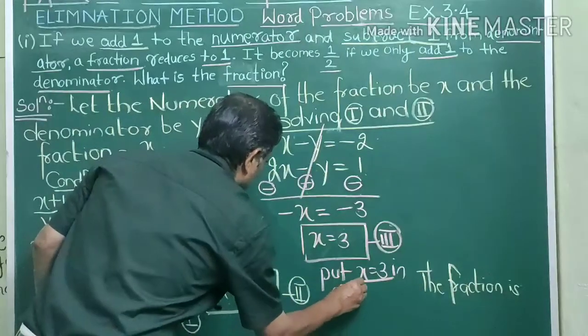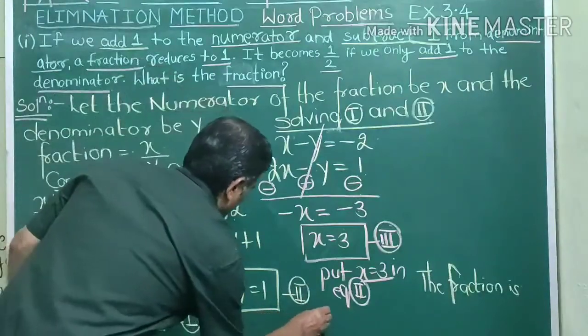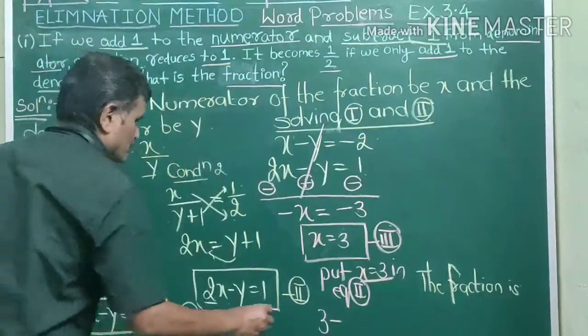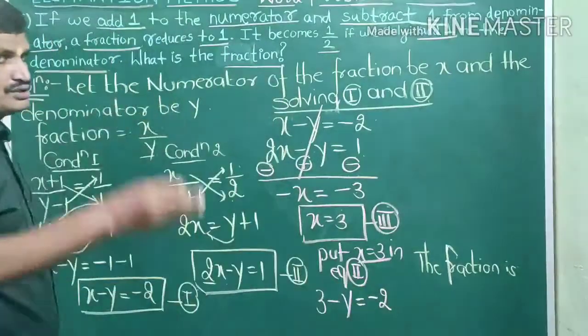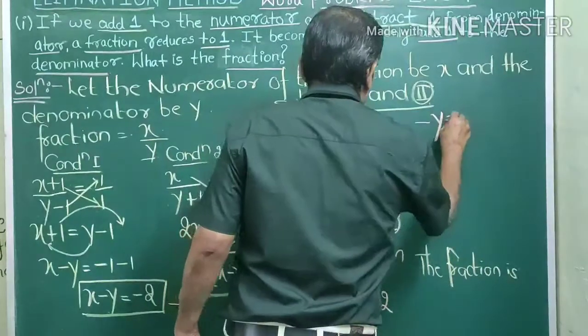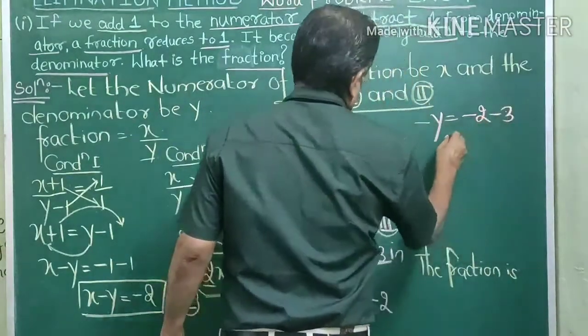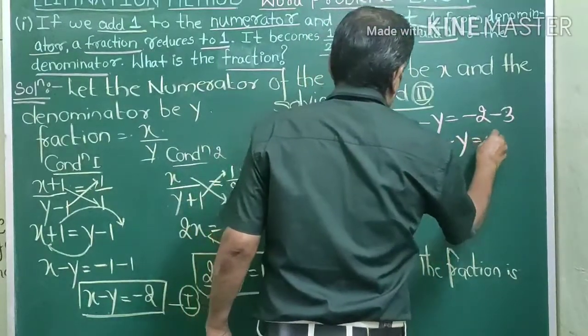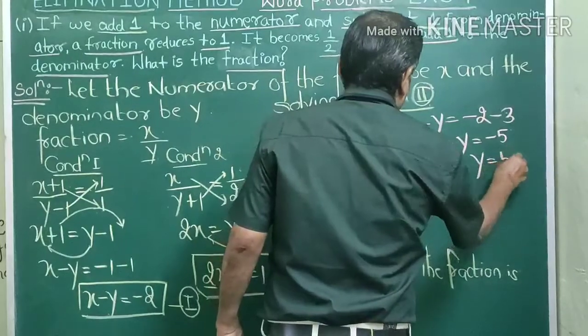In that case what happens is 3 minus y is equal to minus 2. So minus y is equal to minus 2 minus 3. So minus y is equal to minus 5. So y is equal to 5.